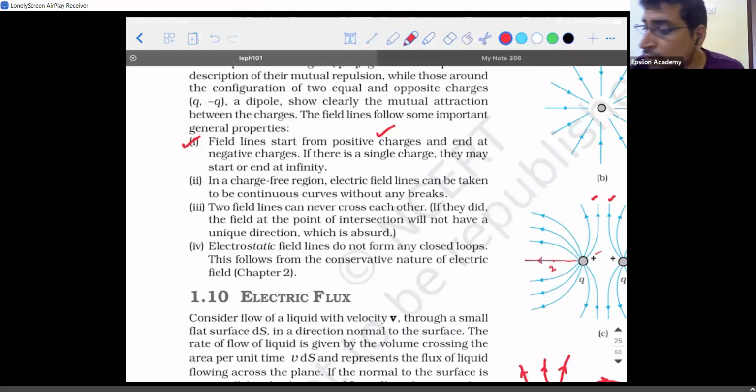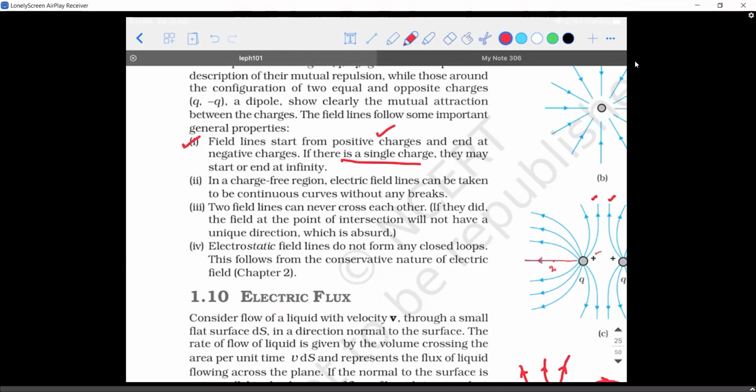Okay. So similarly, if there is only a single charge, that is an isolated positive or negative charge, they may start or end at infinity. What do they mean? They may start or end at infinity. So if you have an isolated positive charge, the electric field lines end at infinity. If you have a negative isolated charge, the field lines start at infinity.